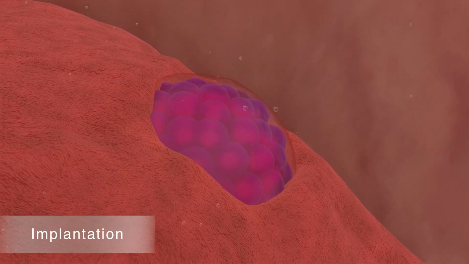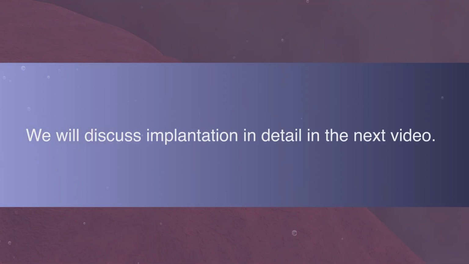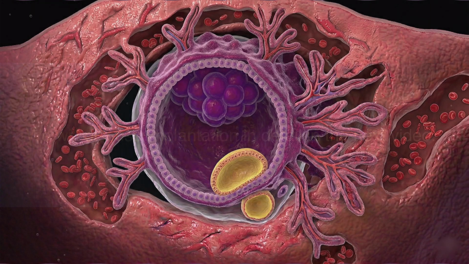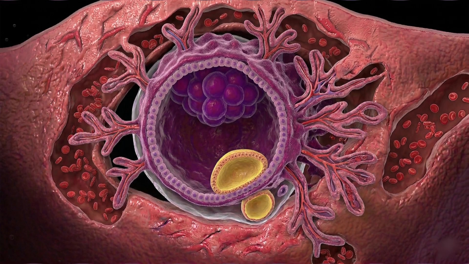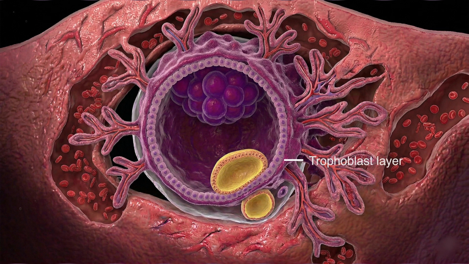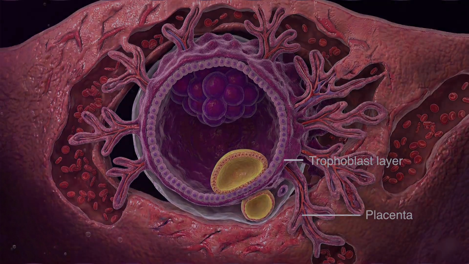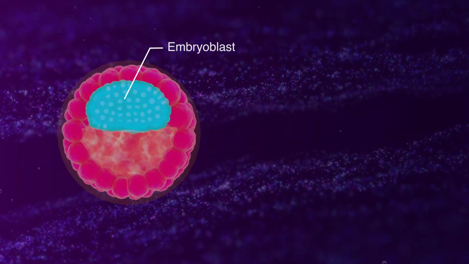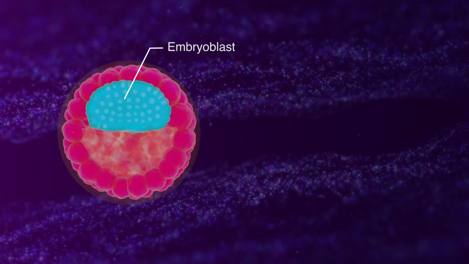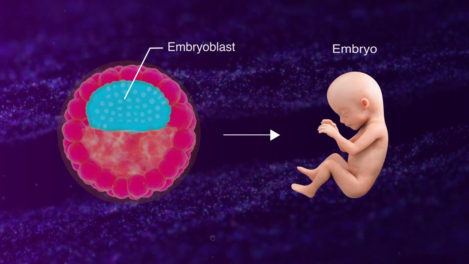This process is called implantation. We will discuss implantation in detail in the next video. Similarly, we will discuss in detail in the upcoming videos how the trophoblast layer develops and transforms into the placenta. In this video, we will discuss in detail how the embryoblast differentiates and develops into embryo.